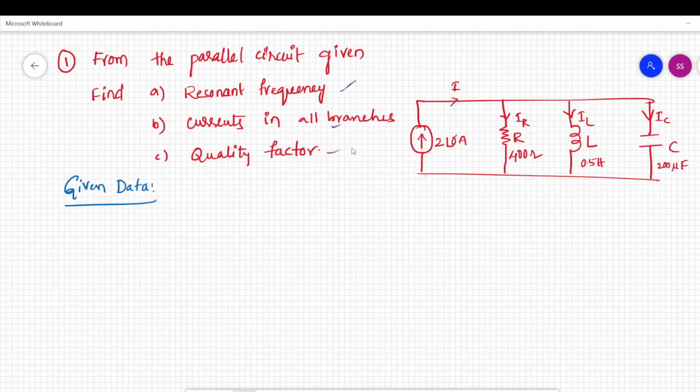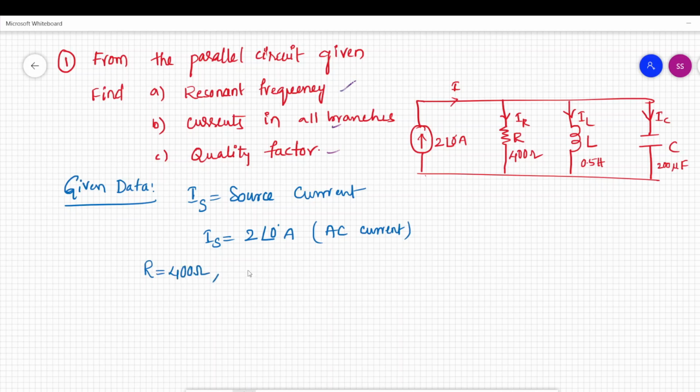So we are given the source current. Here it is source current, right? It is AC current, that is IS. Let IS be the source current. It is a current source instead of a voltage source. The circuit is supplied with current source, IS equal to 2 at an angle of 0 degrees. So this angle makes you understand it is an AC current. Now the resistance value given in the circuit is 400 ohms, inductance is 0.5 Henry, and capacitance is 200 microfarads, which is 200 into 10 power minus 6 farads.